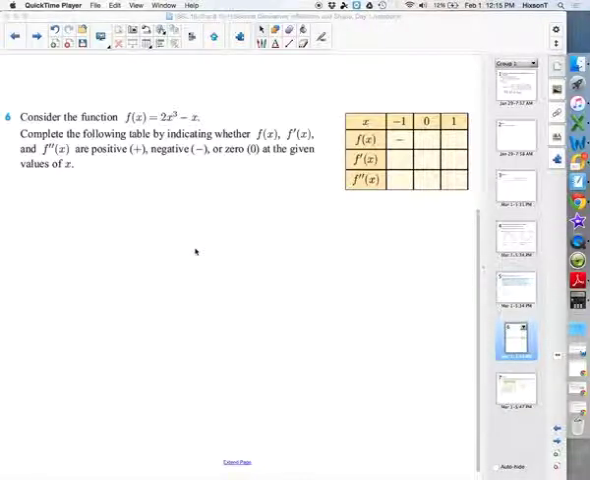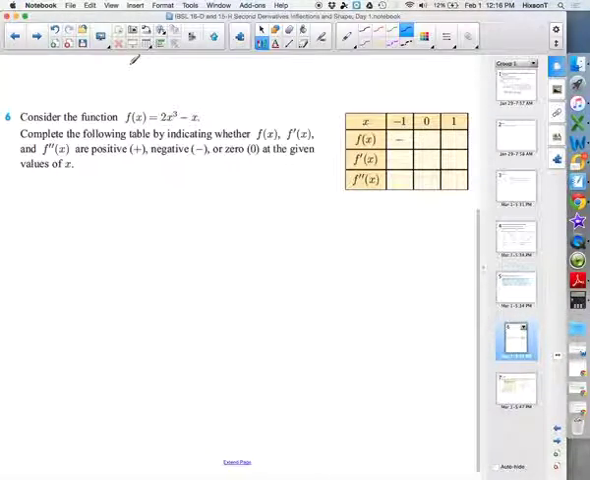Number 6 here. We have the function 2x cubed minus x, and they're saying do the sign analysis, figure out what the signs of things would be at these different values of x for the original function, the derivative, and the second derivative. Okay? So for the original function, first of all, if we plug in a -1, we'd have 2.